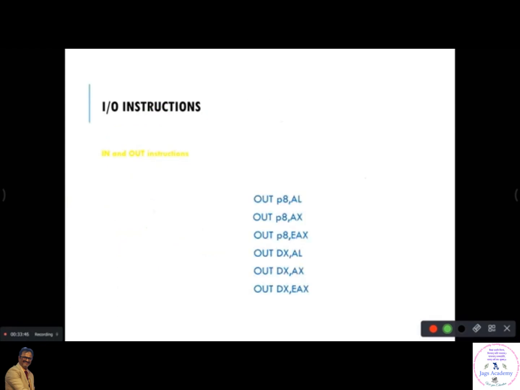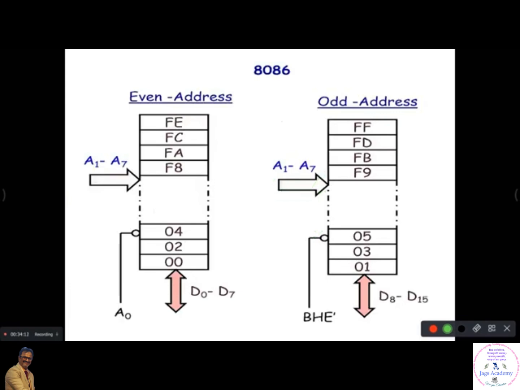I already told you about the in and out instructions. It can be out, immediate port 8 address, AL; out, immediate port address, AX; out, immediate port address, EAX. Can you tell me what this EAX is? This is for 32-bit. And similarly, you can put the address in the DX register. These in and out instructions are very, very important for you.